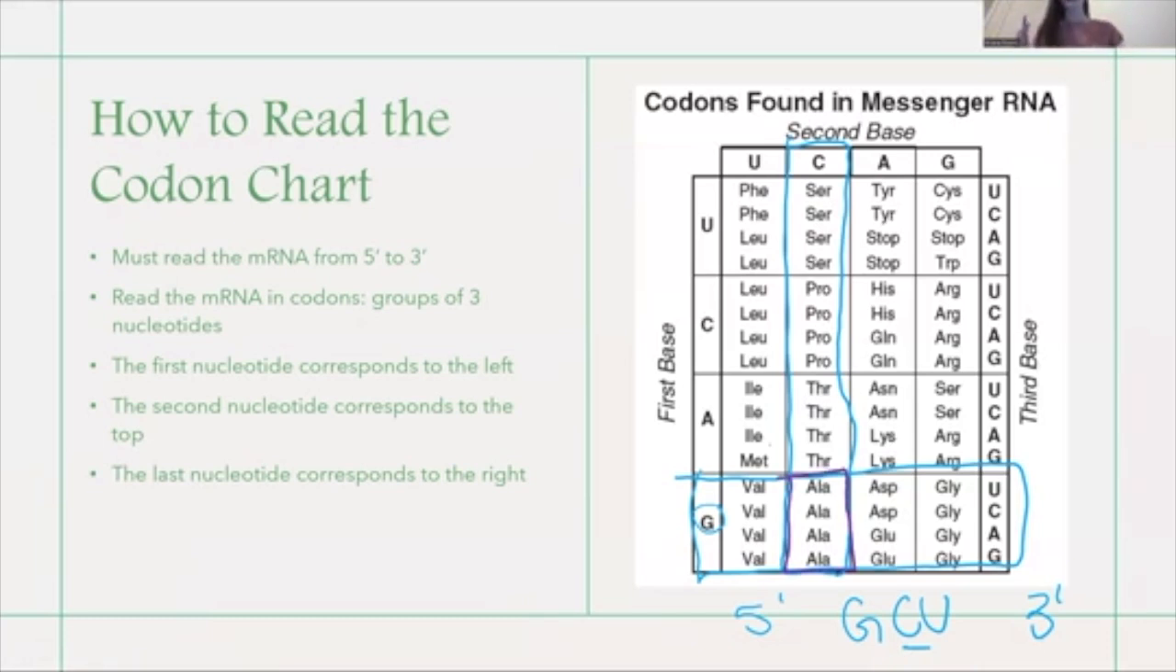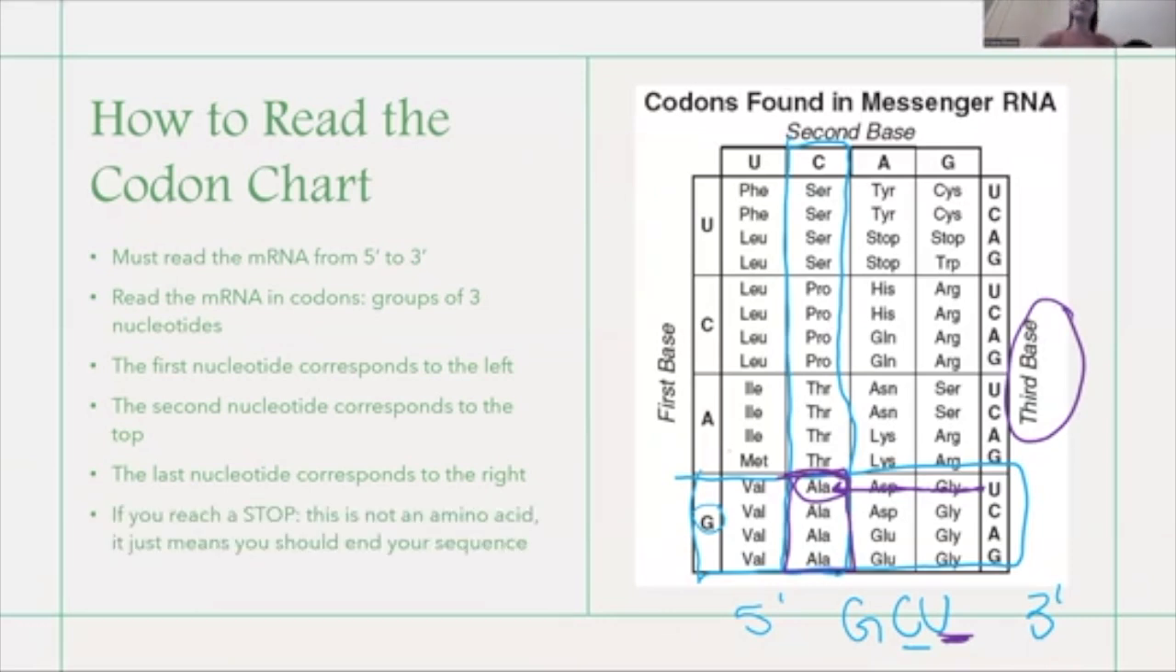And obviously they're all the same, but they're not always all the same. So finally I look at my last nucleotide, which is a U. I go to the last side right here where it says third base, and I move my U over and see where does that line up, and it lines up with alanine. So GCU would mean alanine.